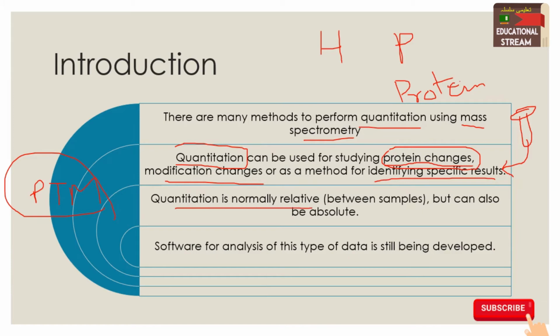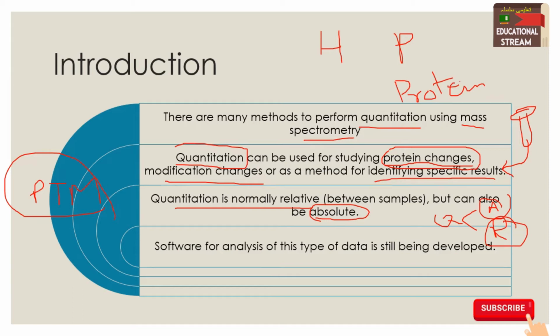Quantitation, which is normally performed, is relative, but we can also go for absolute quantification. If you recall the lecture on real-time PCR, we discussed that the quantitation method is divided into two types, one of which is absolute and the second is relative. Relative means we compare between the samples, and absolute means we find out the quantity of a particular sample. So mostly the quantitation using mass spectrometry is done by the relative method, because we want to compare between the samples.